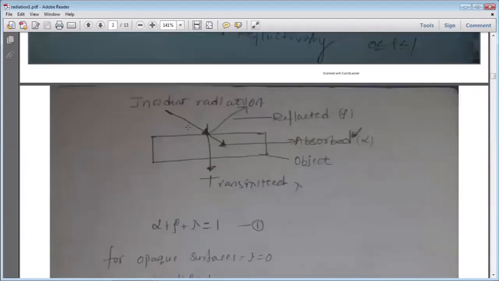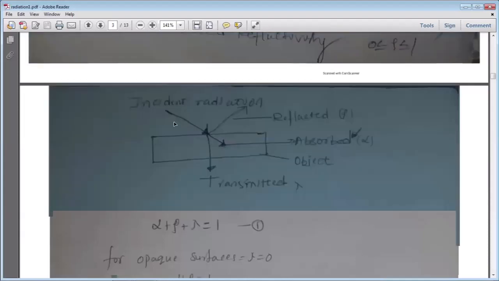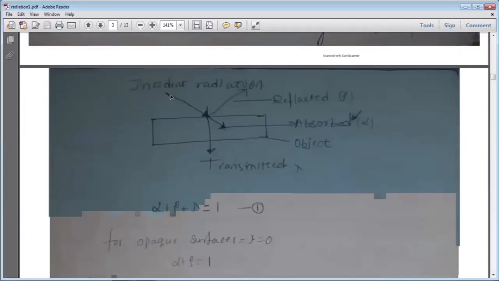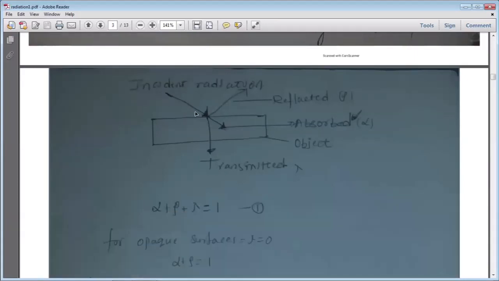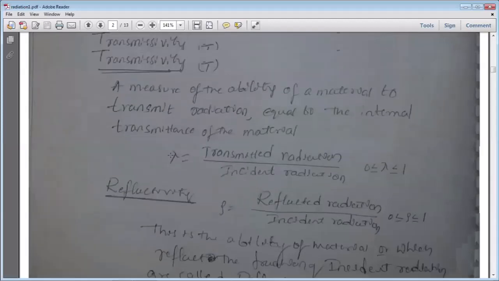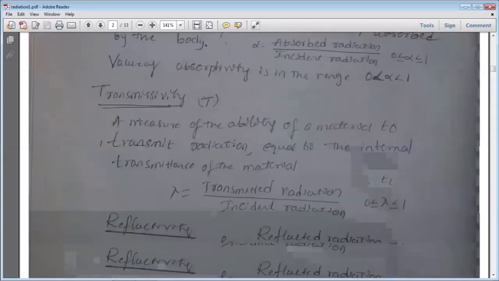In the diagram, suppose here is the incident radiation. Total incident radiation, suppose it is 100%. In that 100% incident radiation, 50% will be transmitted. For example, 25% will be absorbed by the material and 25% is reflected. Then we can identify the reflectivity, transmittivity, and absorptivity here.